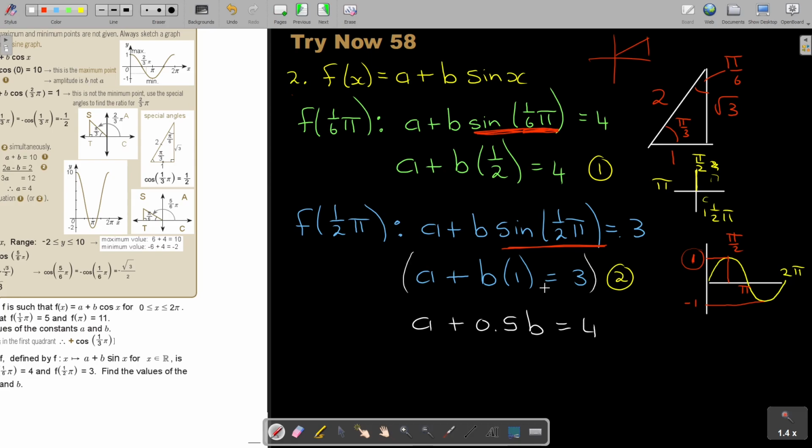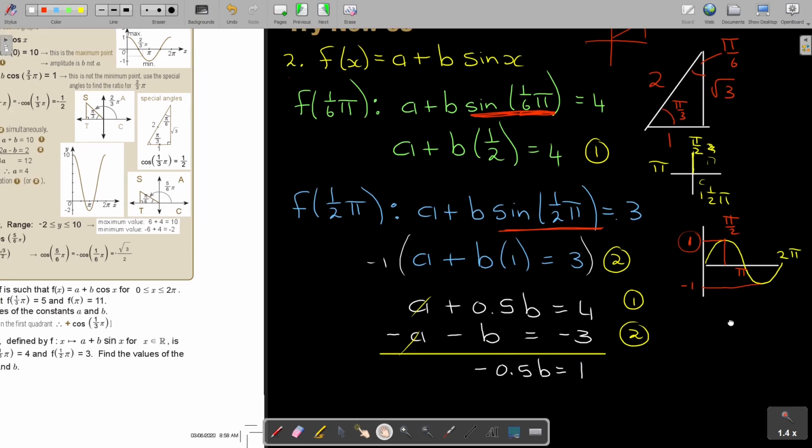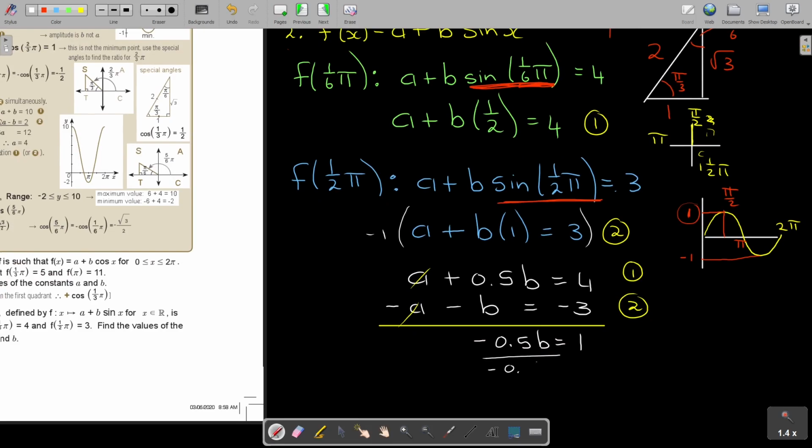Okay, now let's just multiply this one with a negative. So it's negative a minus b is equal to negative 3. And this is going to be 1, and this is going to be 2. And then this is going to cancel out. And this is going to be negative 0.5b. And this is just going to be 1, okay? And then, if I simplify this, let's move on. If I divide this with negative 0.5 and this with negative 0.5, I get that my value of b is negative 2.